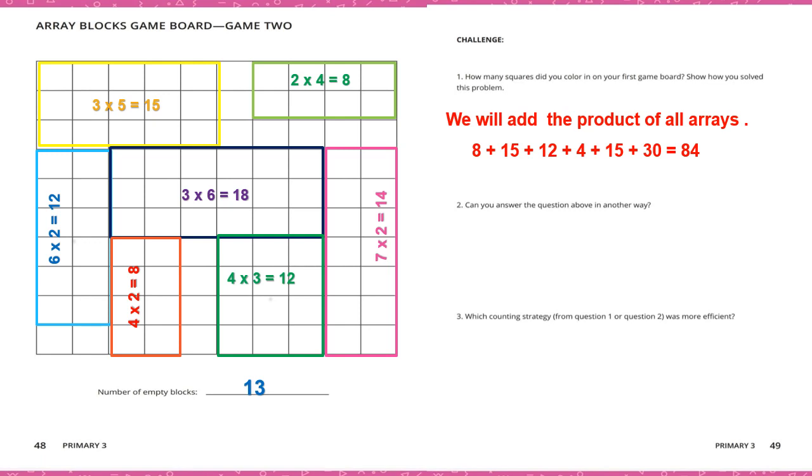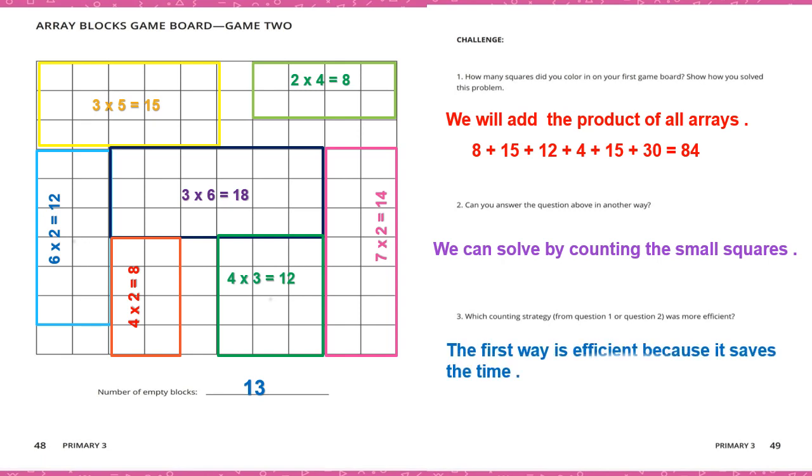Number 2, can you answer the question above in another way? Can you find the total of all arrays without adding? Sure, by counting. Number 3, which counting strategy from question 1 or 2 was more efficient? Which strategy do you prefer? Do you prefer adding the product of all arrays, or counting? I think adding is more efficient because it saves time.